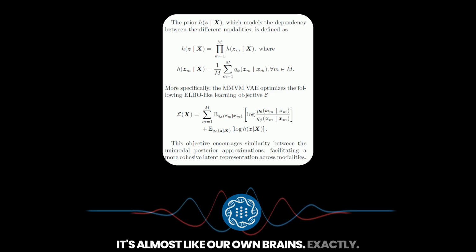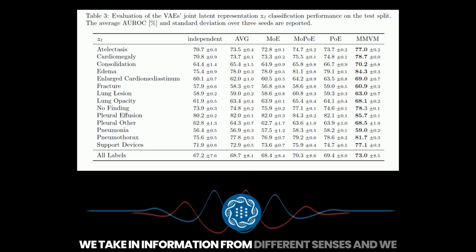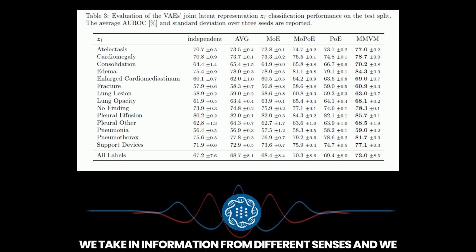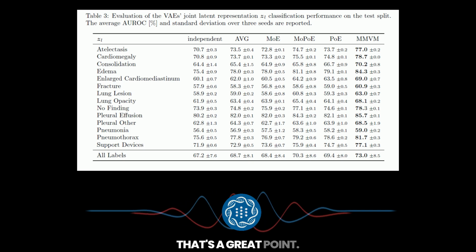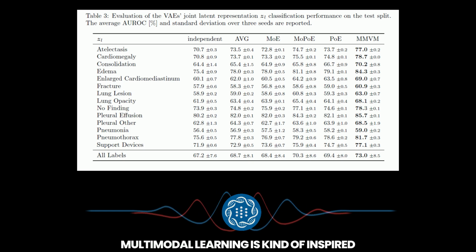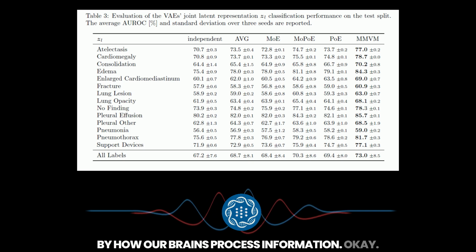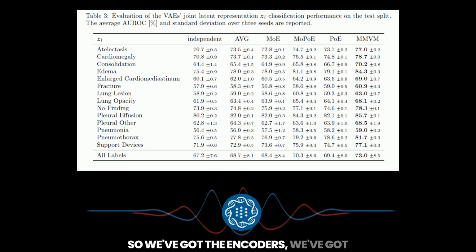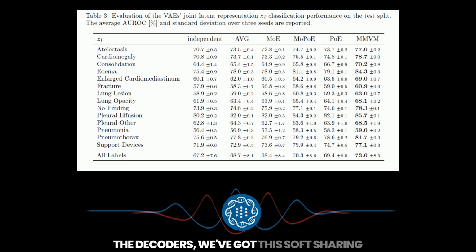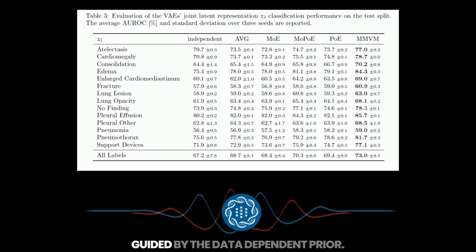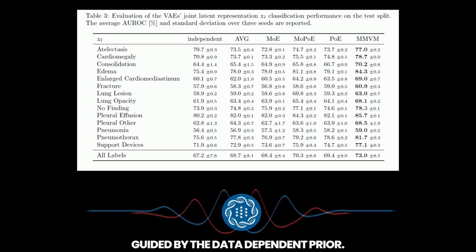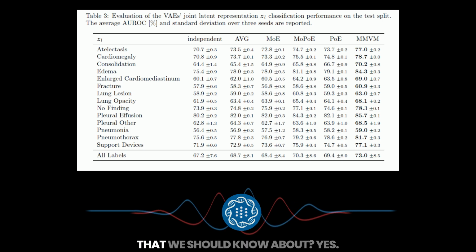It's almost like our own brains. Exactly. We take in information from different senses, and we combine it to make sense of the world. That's a great point. Multimodal learning is kind of inspired by how our brains process information. Okay, so we've got the encoders, we've got the decoders, we've got this soft sharing, guided by the data-dependent prior. Anything else in this architecture that we should know about?